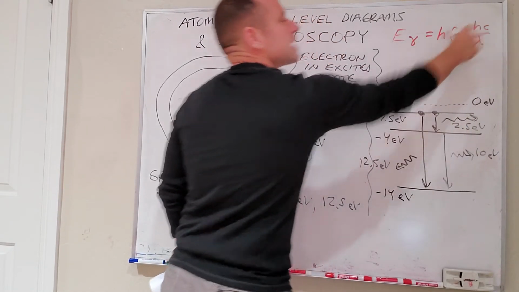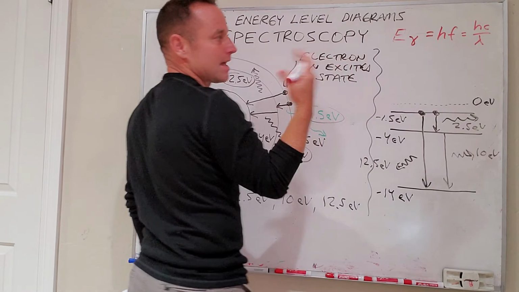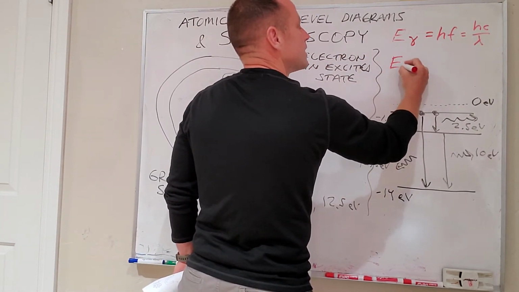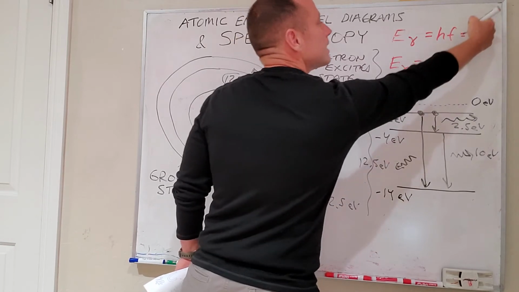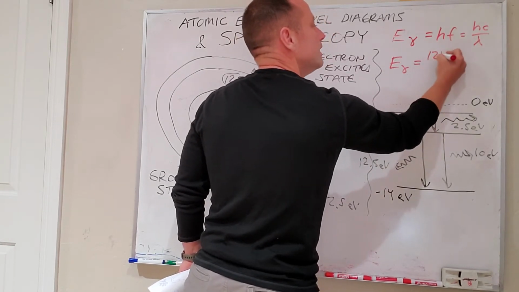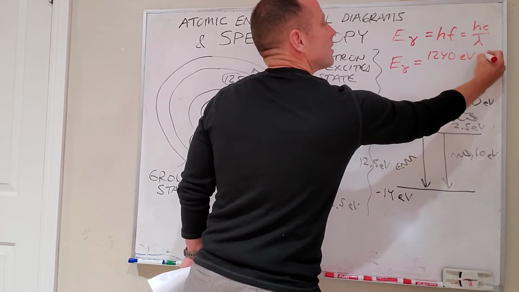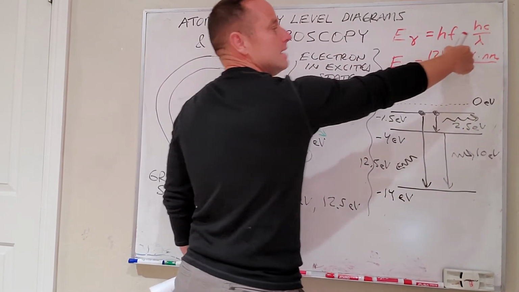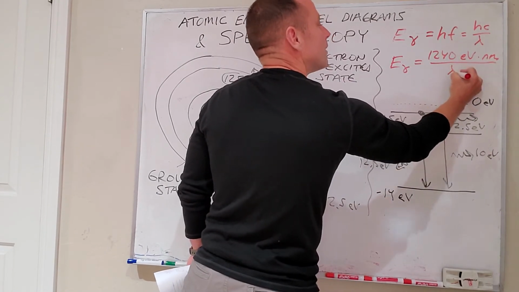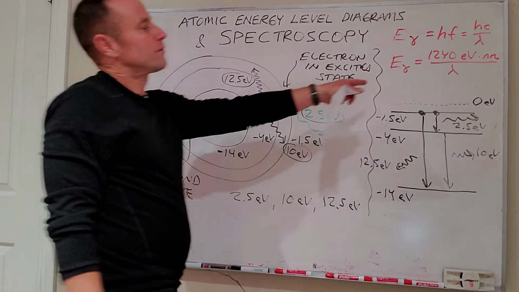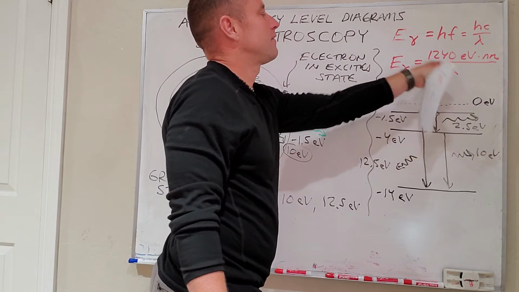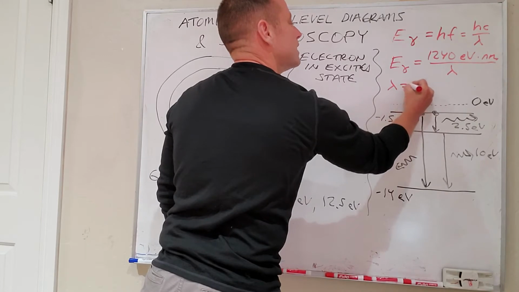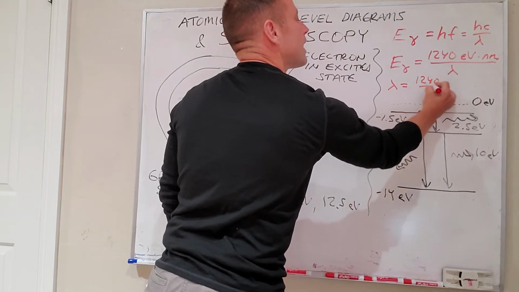If you remember, to handle this with convenient units, a very convenient relationship is that hc is 1240 eV times nanometers. And what that does is it lets you convert directly from eV to nanometers for the wavelength. So if we're solving for the wavelength, we just divide 1240 by E. The wavelength in nanometers is going to be 1240 divided by the energy.